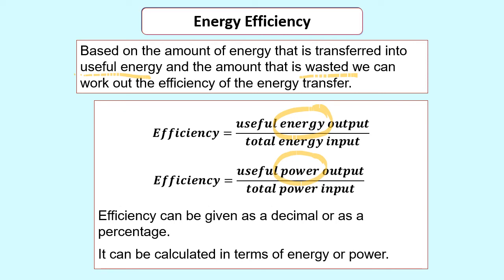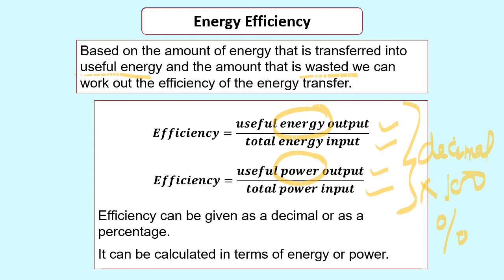The only thing you have to keep in mind is if you're using energy, you should be using energy both in the numerator and denominator. If you're using power, use power both again in the numerator and denominator. So there are two equations to figure out efficiency: useful energy output by total energy input, or useful power output by total power input. Now, when you're using these two equations, you will be getting your answer as a decimal. Then if you want, you can multiply it by 100 and write it as a percentage.